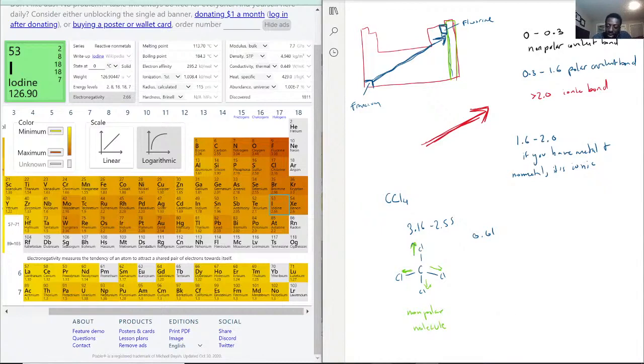I'm just going ahead to explain that just because you have polar bonds does not mean you have a polar molecule, and vice versa. I'm actually going to show you now an example of something that has non-polar bonds but still a polar molecule.